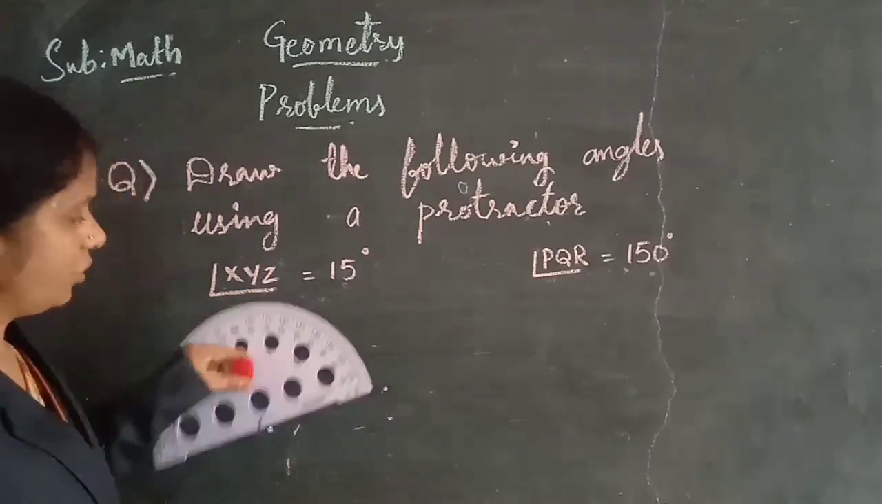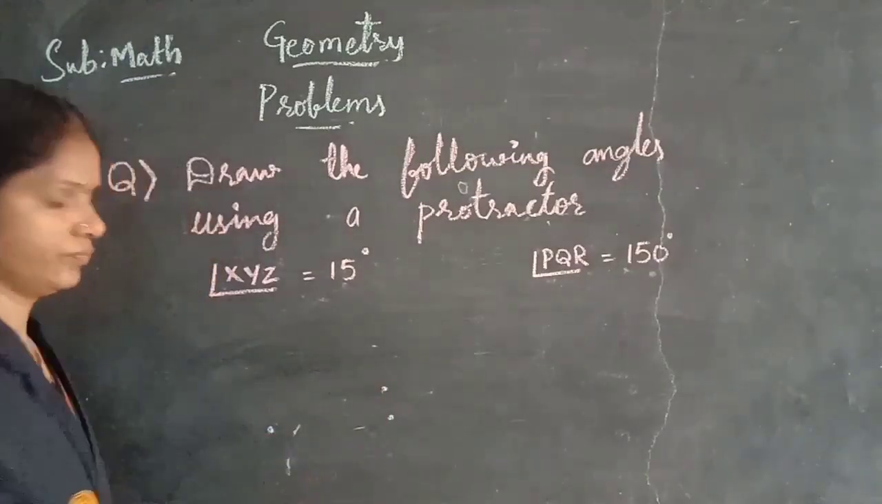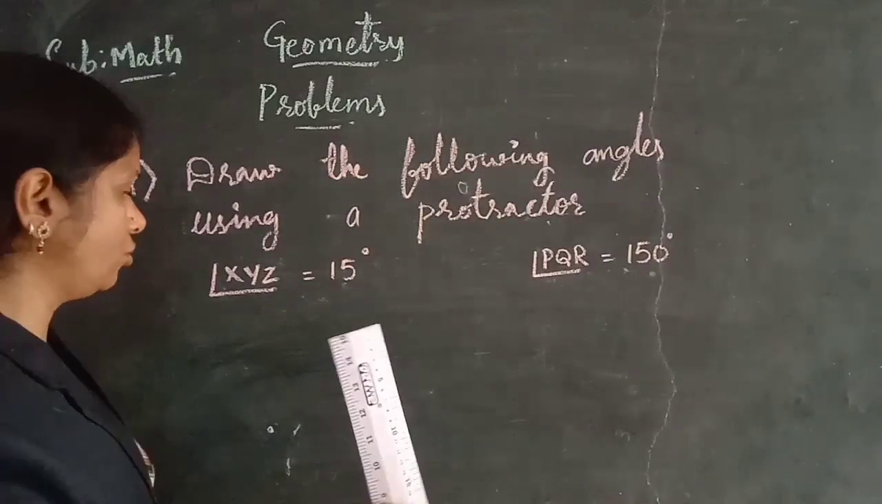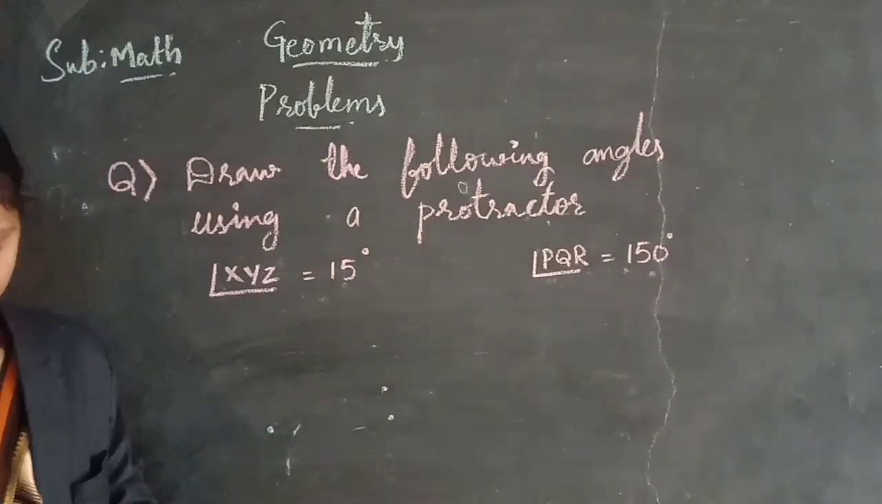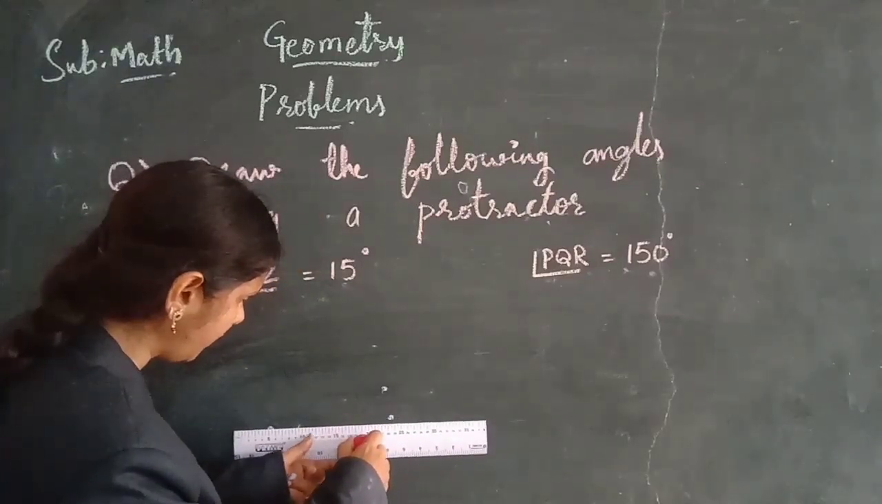Okay, so after marking the points, we need to use the ruler, children, to draw. Here you see, I am drawing the initial ray.